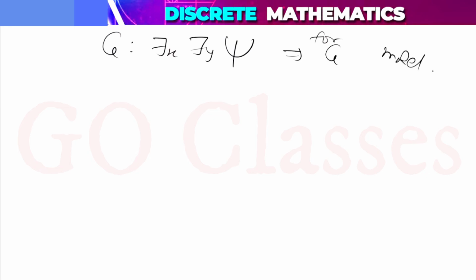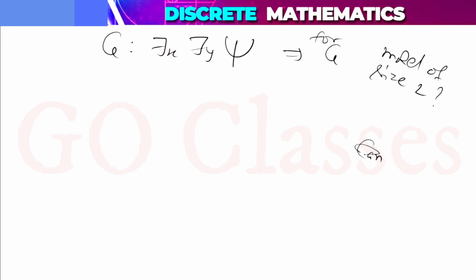Now let's take a little more complicated example. Let's assume that you have a formula G, there exists X, there exists Y, psi. I don't have any information about psi. This psi could be any first order logic formula. Now for this G, let's assume I am giving you that there exists a model of size 2. This is given to you. Now, can you guarantee that there will be a model of size 1?